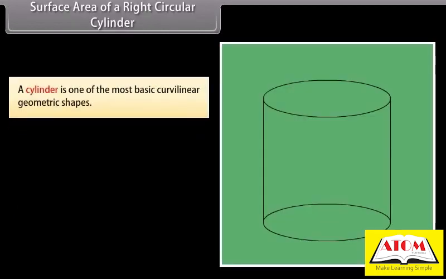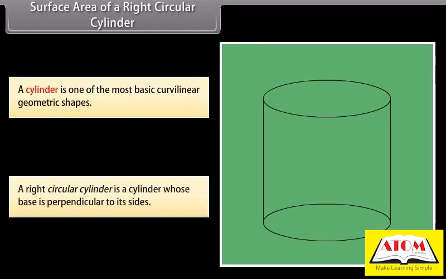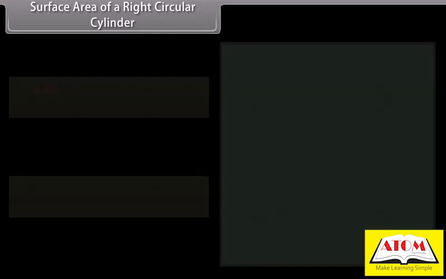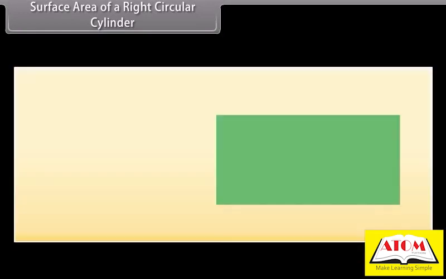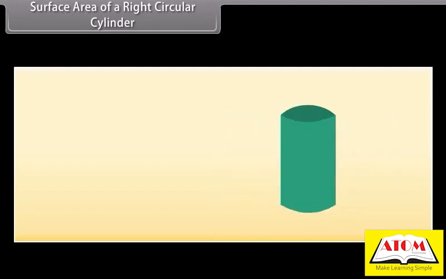Surface area of a right circular cylinder. A cylinder is one of the most basic curvilinear geometric shapes. A right circular cylinder is a cylinder whose base is perpendicular to its sides. Everyday equipment such as gas cylinders, oil storage tanks, and water storage tanks is often of this type. We get the curved surface of a cylinder by taking a sheet of paper. When we roll it, we get a cylinder.